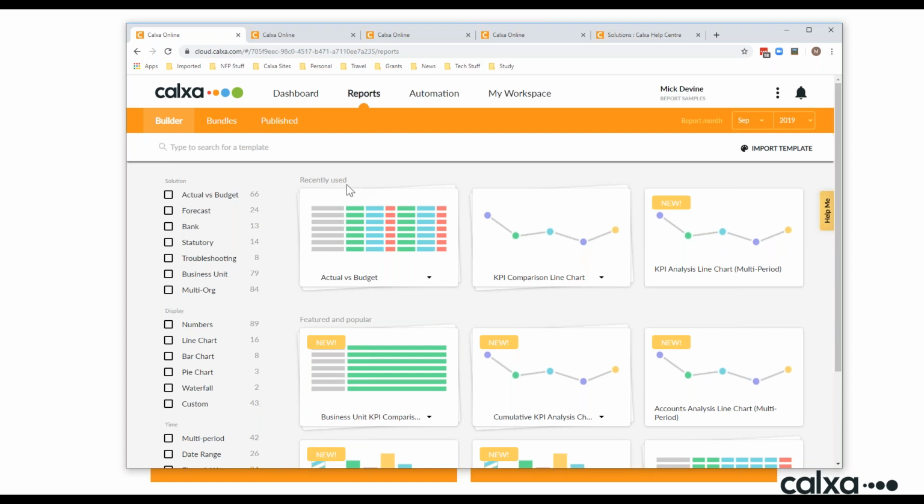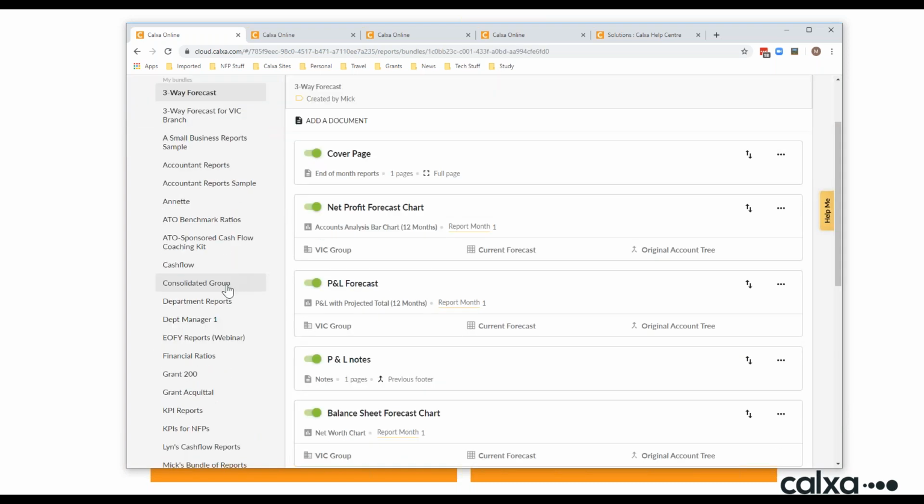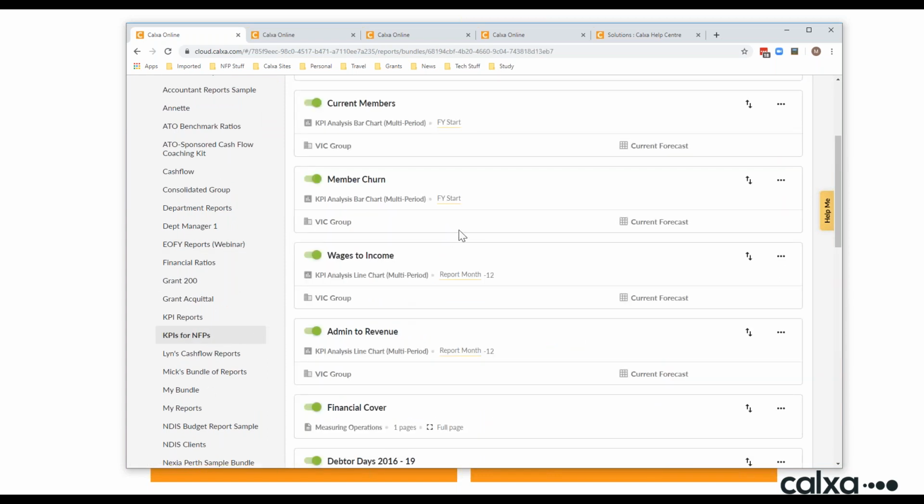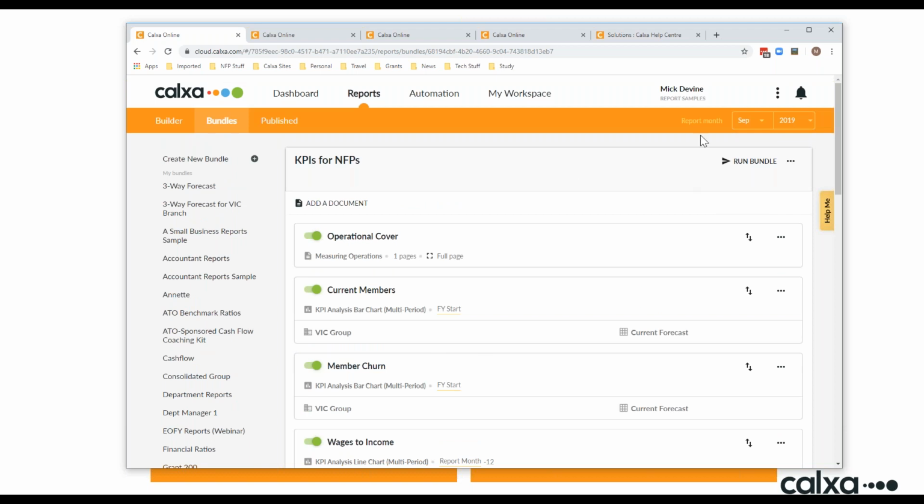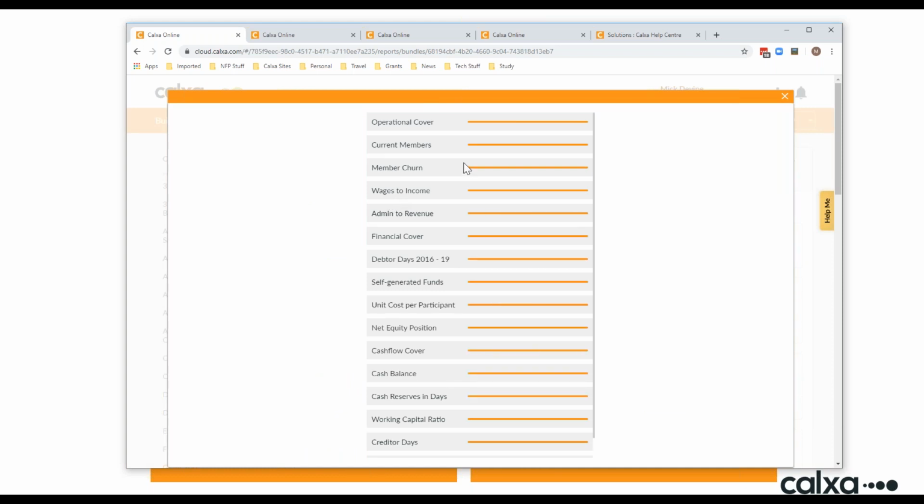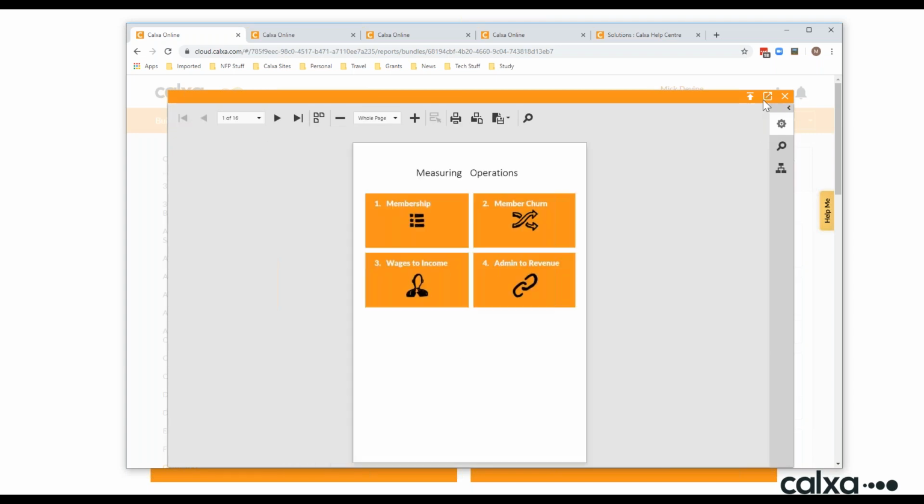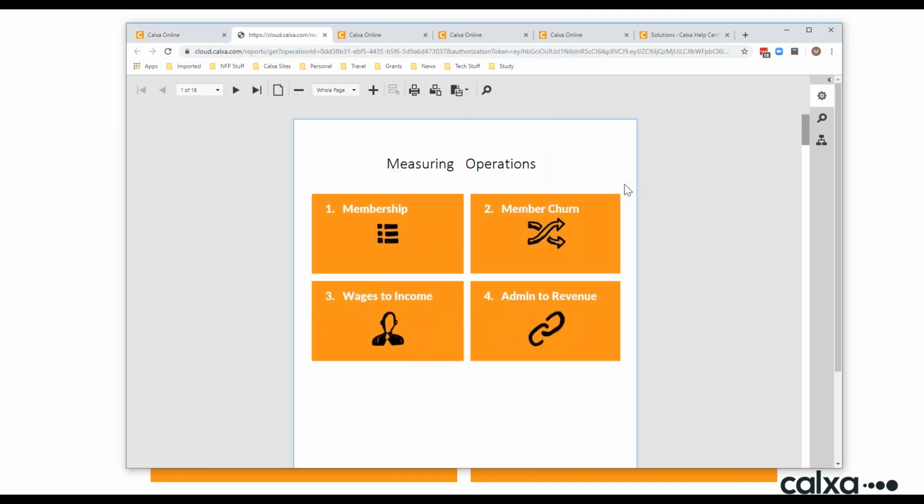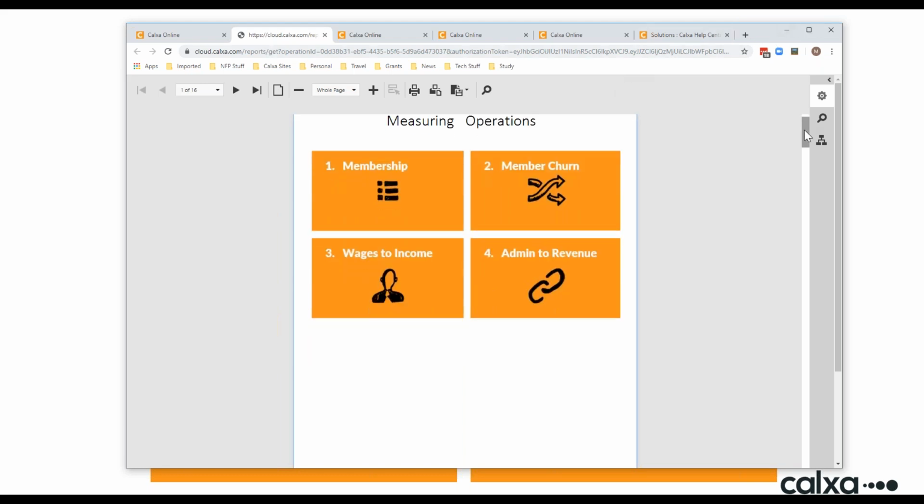So Calxa links to your accounting system and gives you lots of flexibility in reports. And one of the things that we do is we have bundles of reports, and I've created one here with all these KPIs that I'm going to talk about today. I can just run this bundle for any month once it's set up, and all my configuration information is saved, and that'll just take half a minute to generate all those reports. I pop it out to another tab, and I will give you all a PDF of this afterwards, and I've got the formulas included at the end.